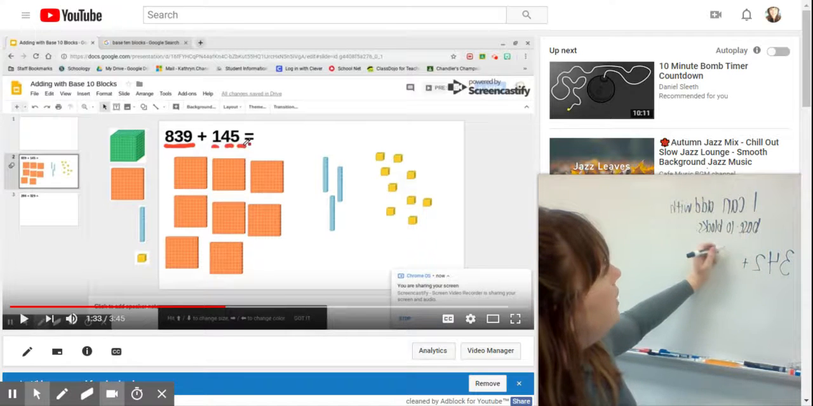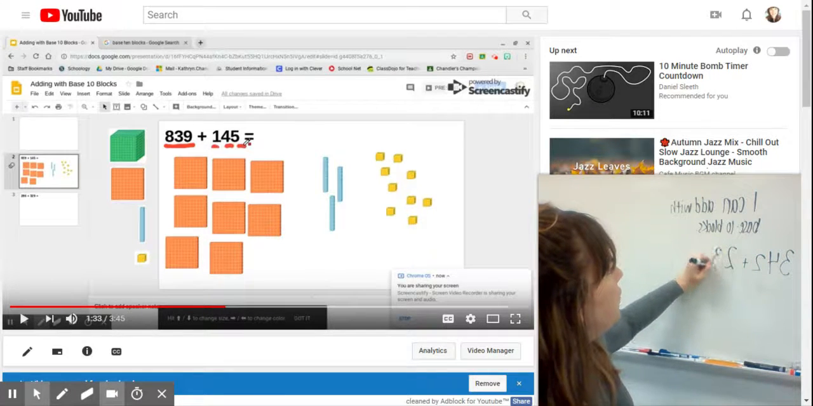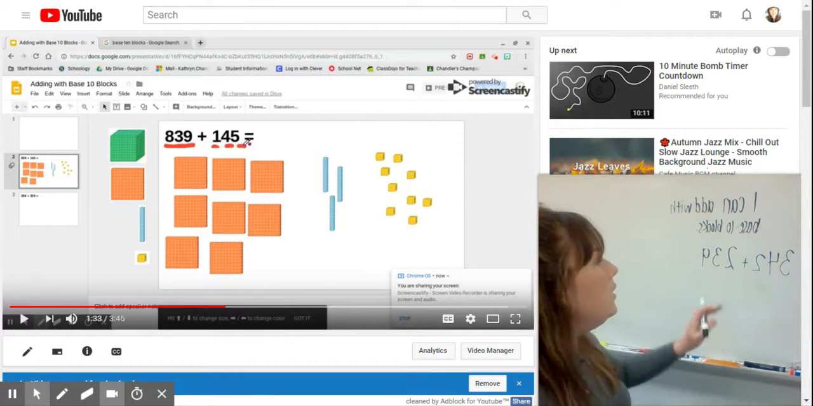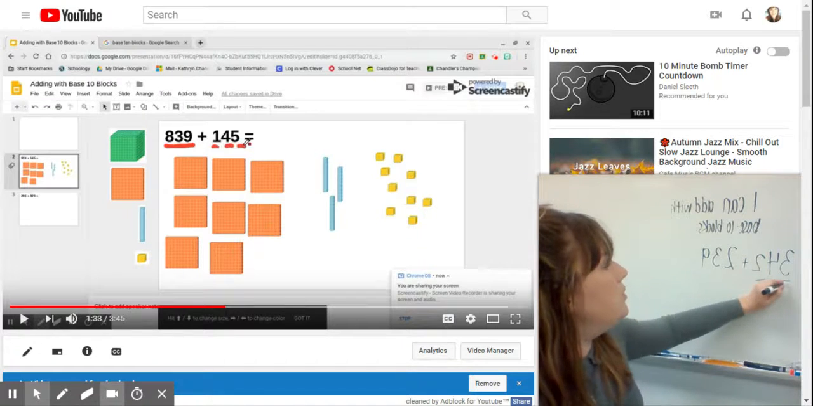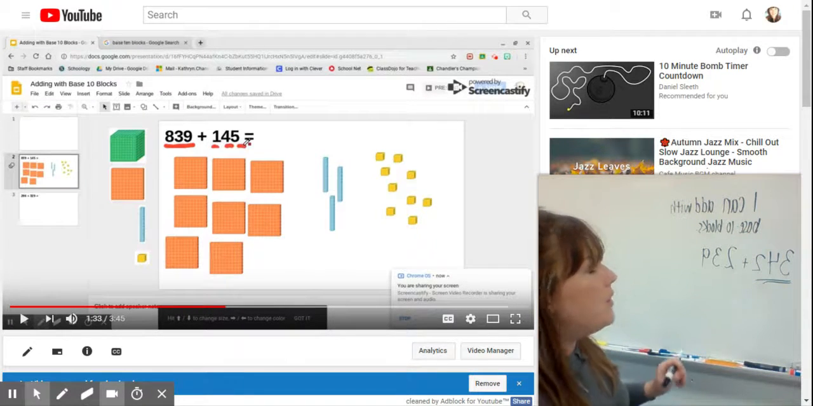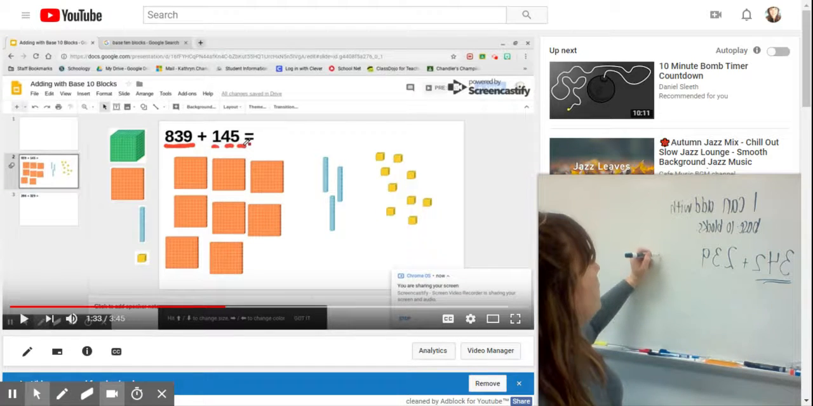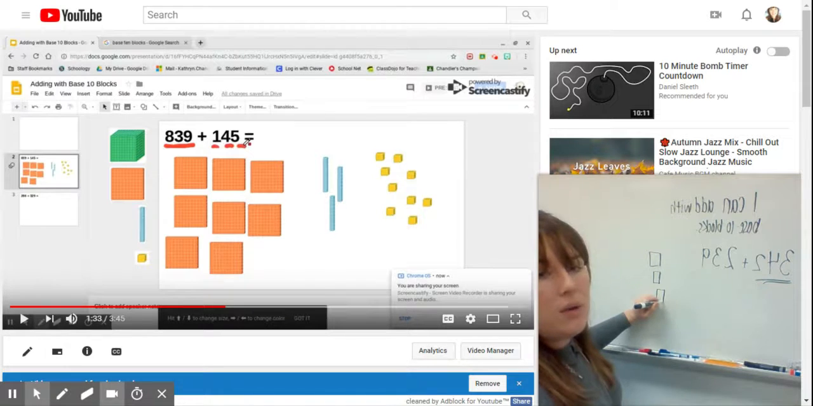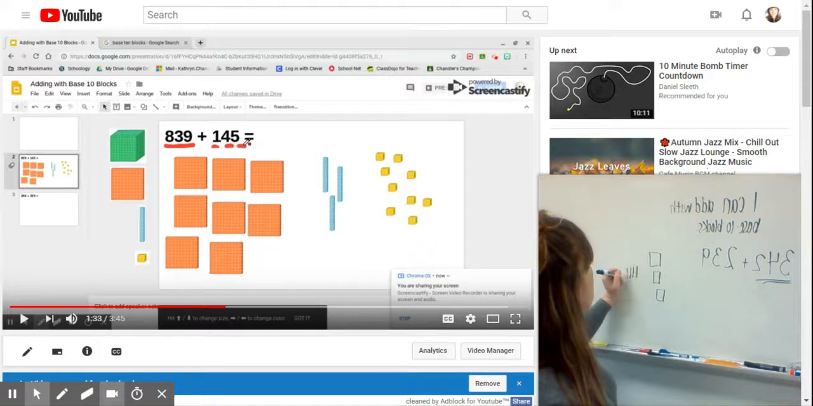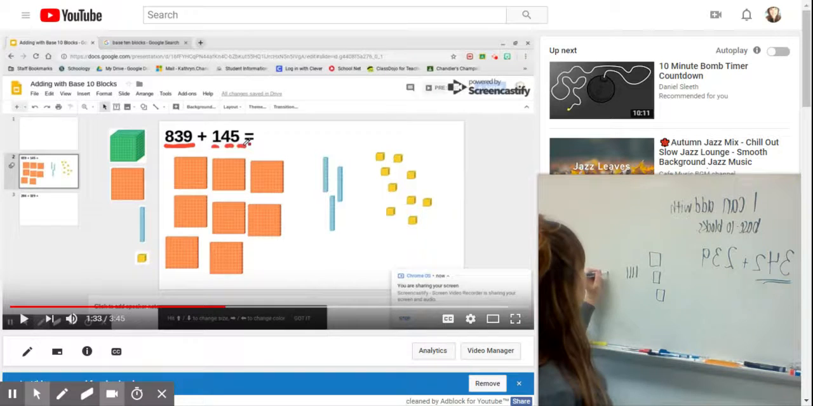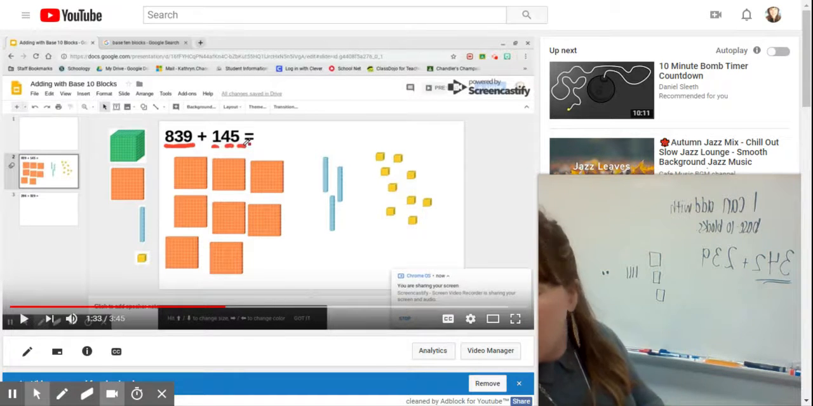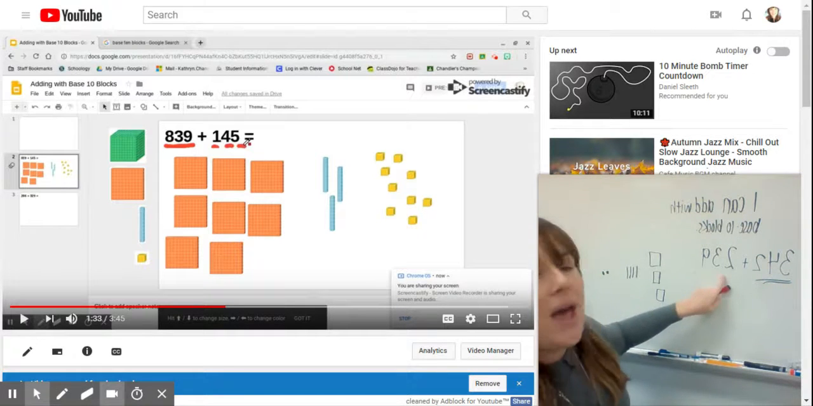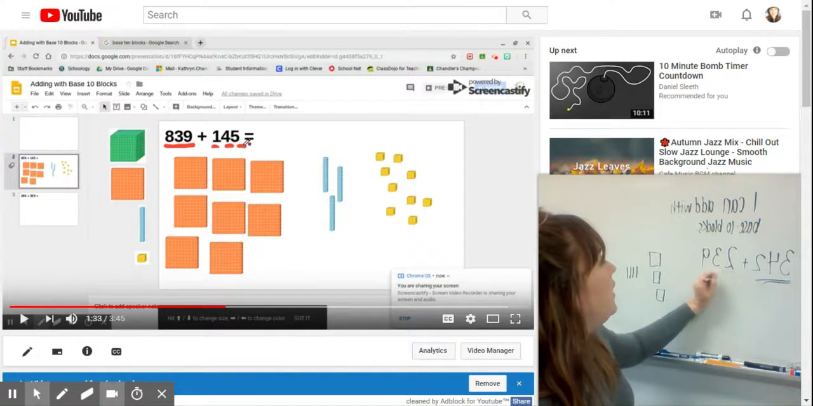342 plus 239. That's what I'm going to add first. What you're going to do when you add with base 10 blocks is you want to draw this number first, 342. So I'm going to go ahead and draw them here. I have 3 hundreds, 4 tens, and 2 ones. And then I'm going to switch colors so this is easier for you to see.